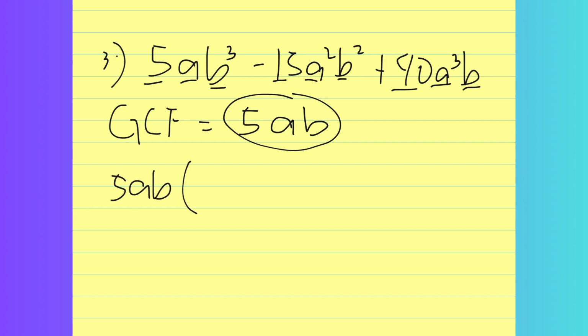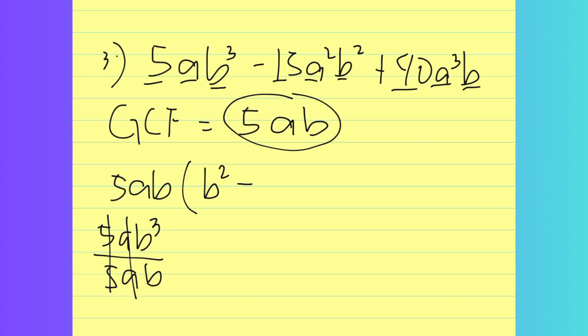5ab. Then divide the first term by the greatest common factor. So 5ab cubed divided by 5ab. Again, cancel the 5, cancel the a. So b cubed divided by b, just simply subtract the exponent. 3 minus 1, we have b squared.